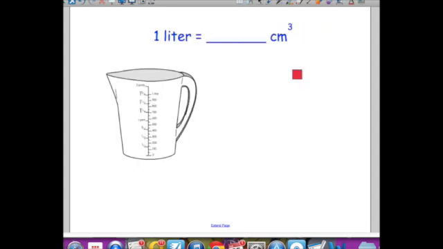I wonder though, a liter, how many centimeters cubed that would be? Remember our little yellow cubes? How many of those do you think we could fit in that smart water bottle? Okay, well I'm going to show you right now. We're going to practice this.